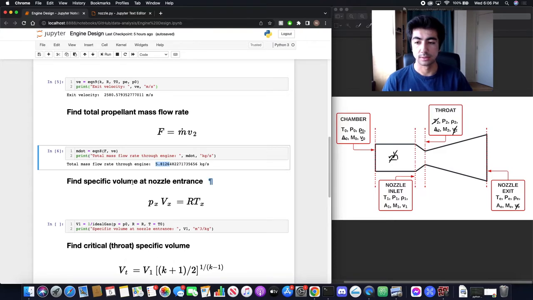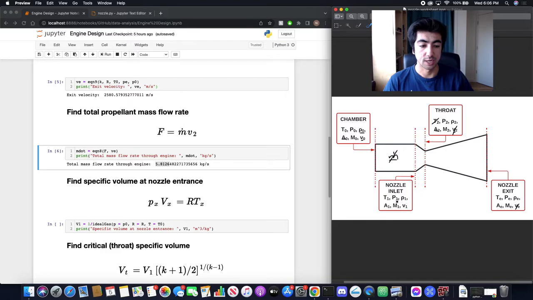So speaking of densities, we're going to find the specific volume. Remember, specific volume is just the reciprocal of density. And at the nozzle entrance, so that's around here, the nozzle inlet, we can use our ideal gas law to find the specific volume. Remember, we know what our chamber pressure is. We can approximate the inlet pressure to be the chamber pressure. We know what our temperature is, because this is just our combustion temperature.